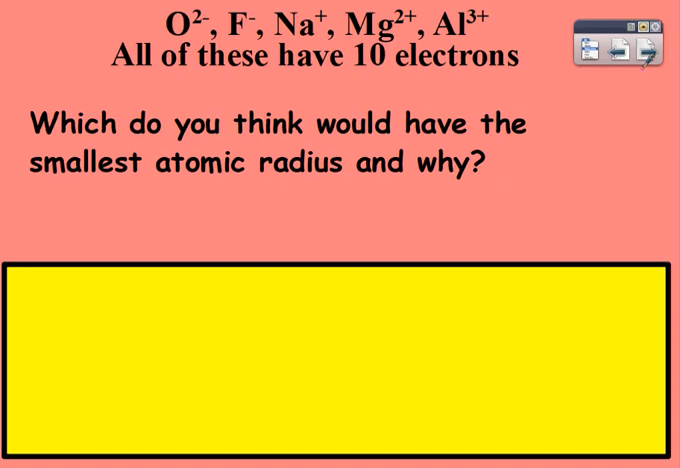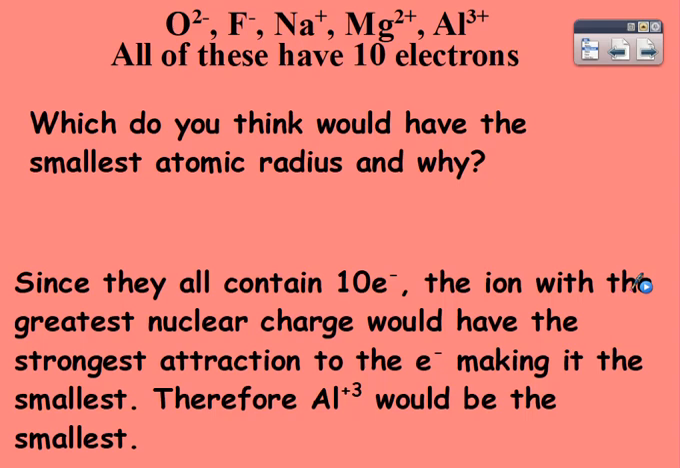So we pretty much already answered this one. We said which one would have the smallest atomic radius and why. Well, aluminum then would have to have the smallest radius because it has the most protons. It's got the greatest nuclear charge. You can pause the video and fill in this part of your notes. Restart when you've written it down.